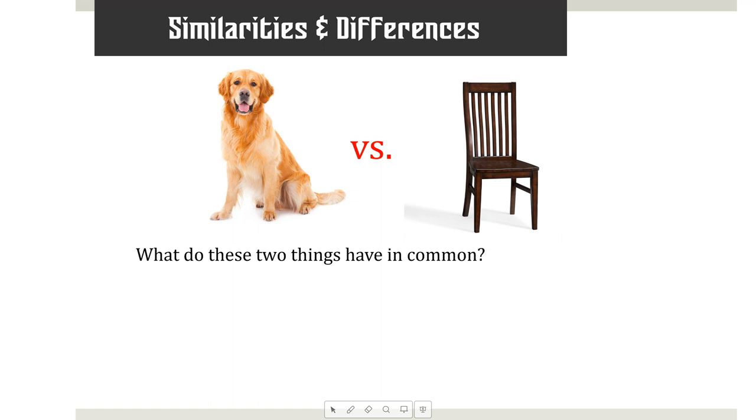Meg? What do those two things have in common? They both take up space. Okay, that's a true statement. Good, both have four legs. What else? They can be found in a house. They can be found in a house. Good. What else?